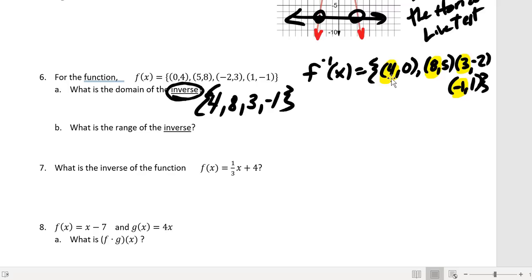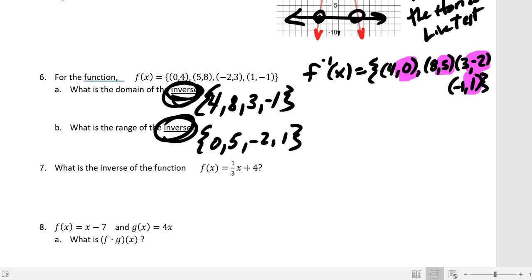Now I'm going to look at my range of my inverse. My range will be 0, 5, -2, and 1. Now, be very careful. It is so easy to not pay attention and grab the domain of the function. I didn't give you the inverse. You have got to make it yourself by flipping the x and the y coordinates.